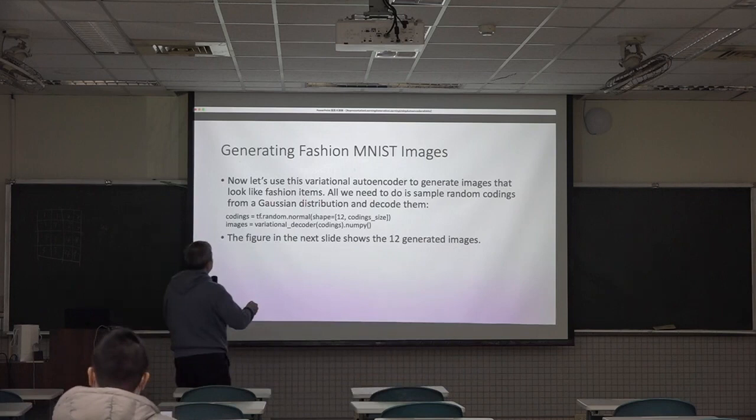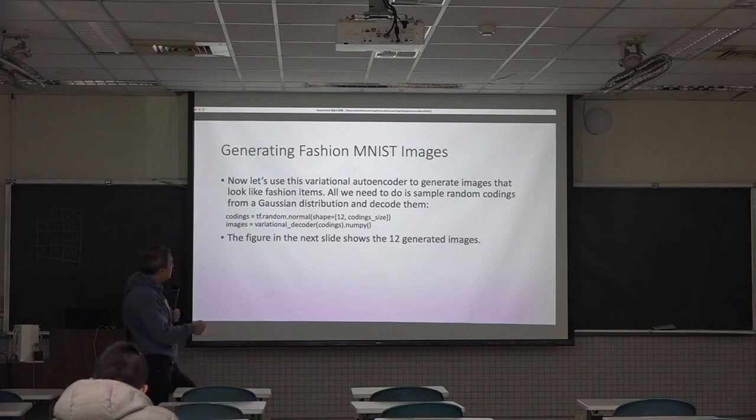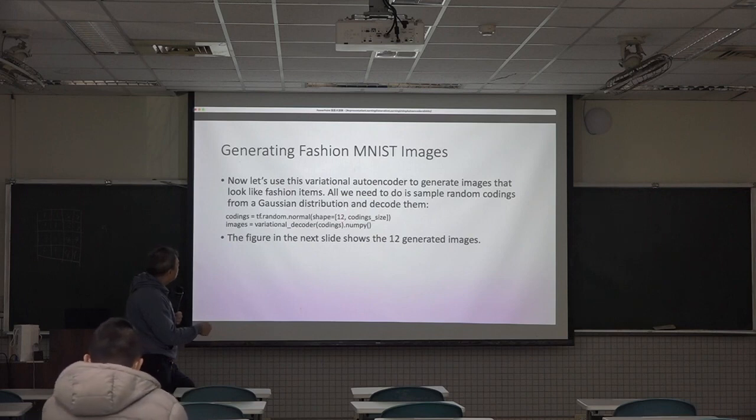you can use this variational autoencoder to generate images that look like fashion items. All you need to do is sample random codings from a Gaussian distribution and decode them. So here, for example, for codings, you just use tf.random.normal, with shape where you want to generate 12 instances. Because coding size is 10, you generate 12 of these coding-size instances and put them in codings.